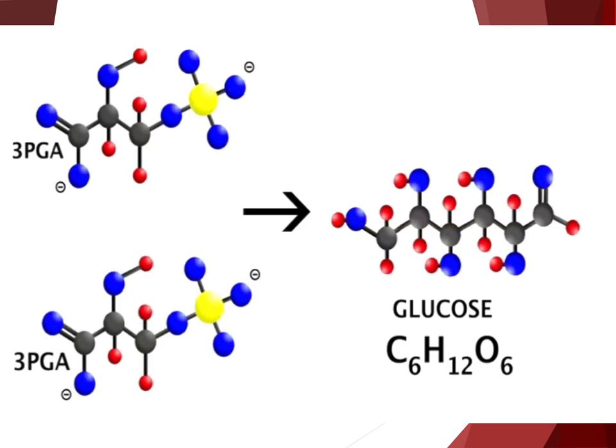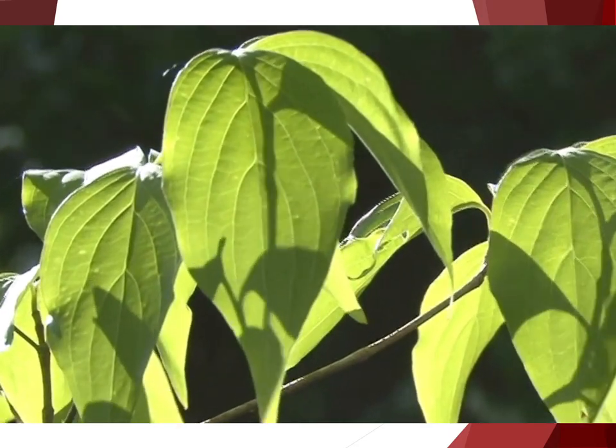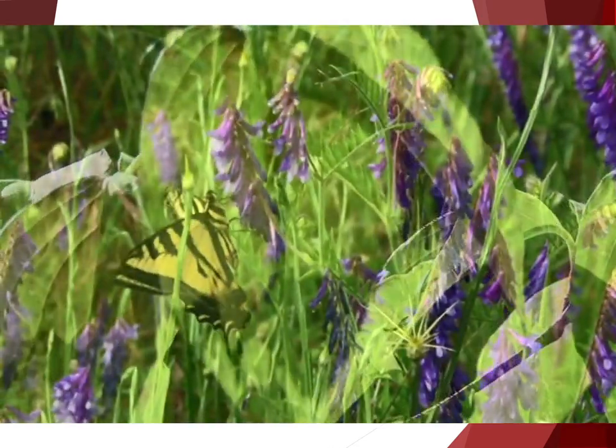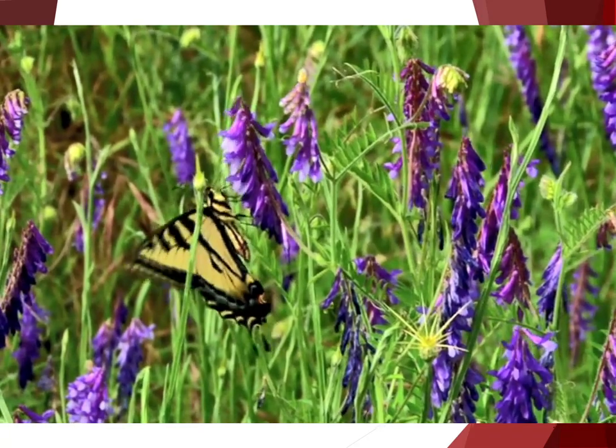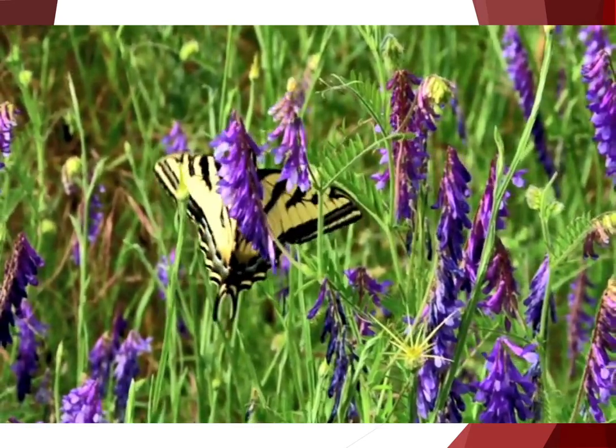Glucose is the ultimate product of photosynthesis because its chemical bonds store the energy that was captured from sunlight during the light reactions of photosynthesis. And glucose is the key nutrient that is broken down during aerobic respiration to generate the ATP that is used to power the activities of living things.